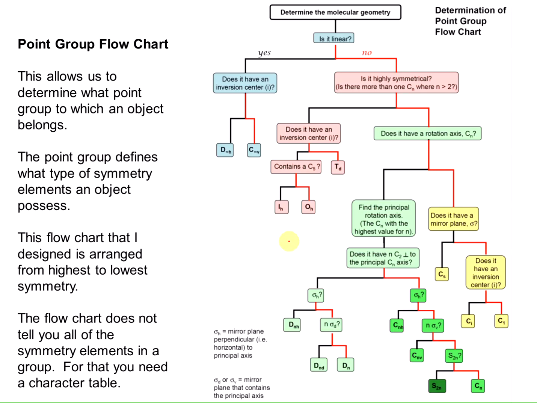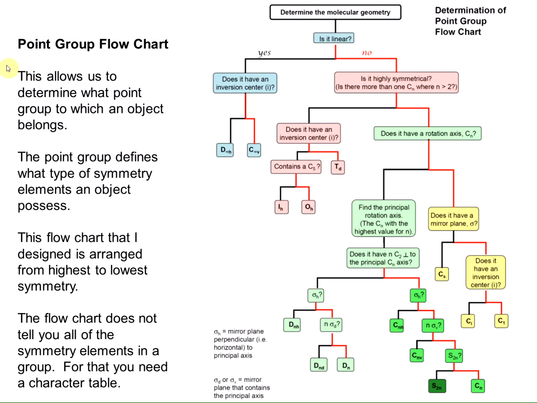Now, as we start looking at molecules, we will classify them by their symmetry. So we identify molecules by their point group. So here is our point group flowchart. This allows us to determine what point group an object belongs to. And the point group defines what type of symmetry elements an object possesses. So this is the flowchart that we're going to use in class. And this flowchart that I've designed is arranged from highest to lowest symmetry.